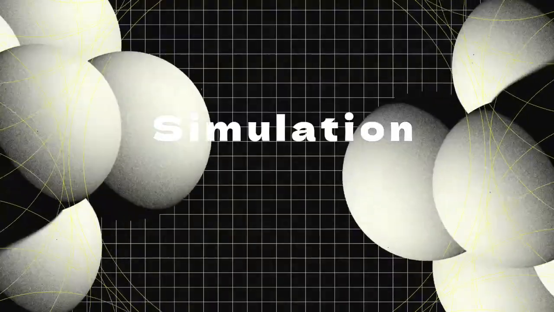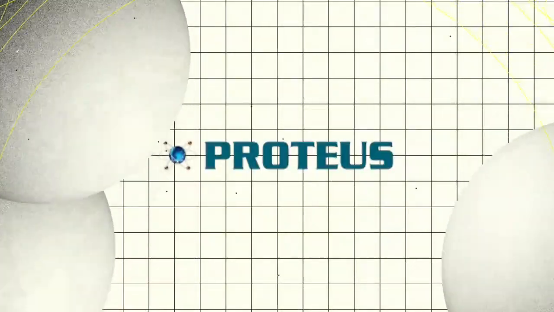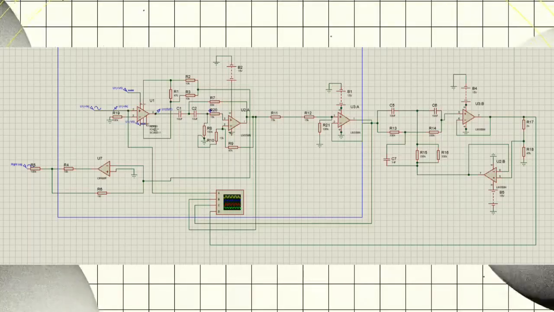Now, let's move on to the simulation part of our project. Before building the actual hardware, we first tested the complete circuit using Proteus Design Suite simulation software. This helped us verify the circuit safely before connecting real components, because debugging in simulation is much easier than debugging after accidentally creating smoke.